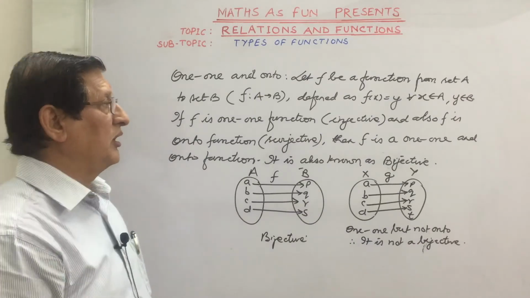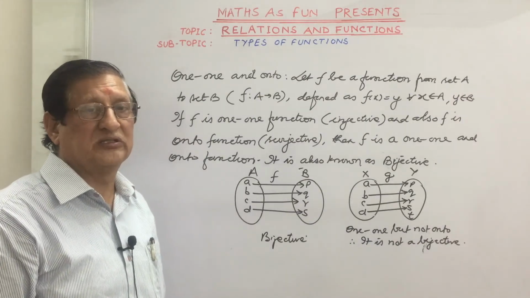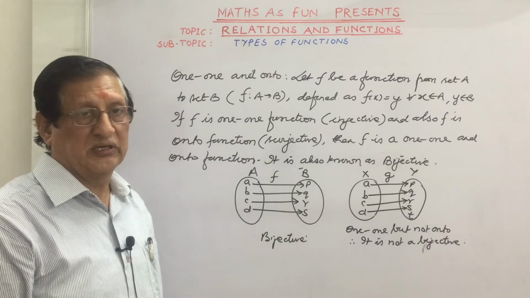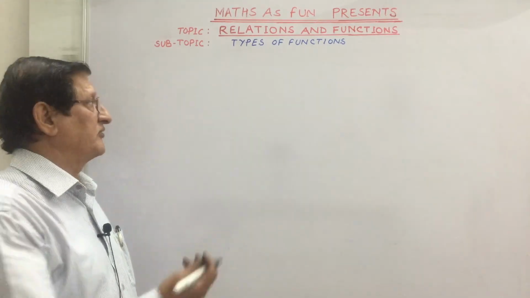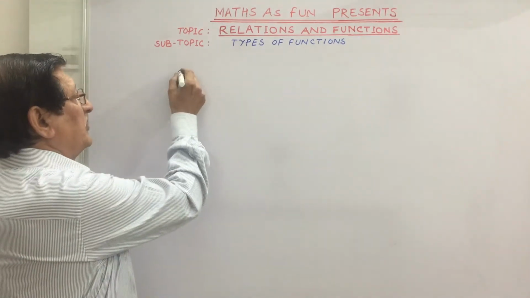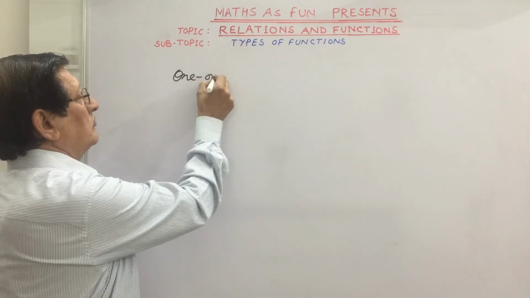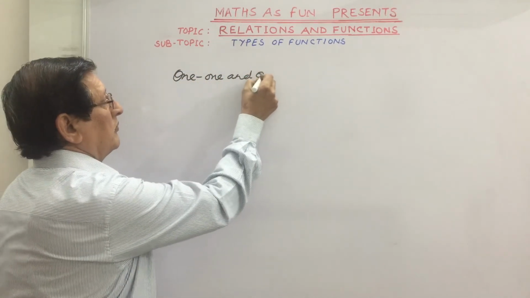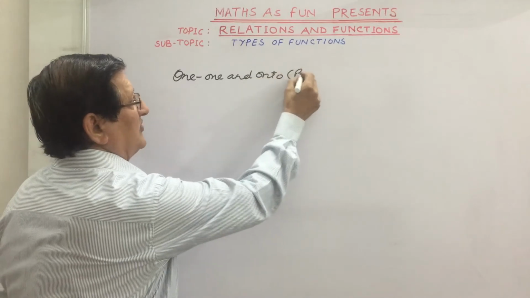We'll learn now how to find whether a given function is bijective or not by taking some examples. Let's take one example for 1-1 and onto function now, or we say bijective.